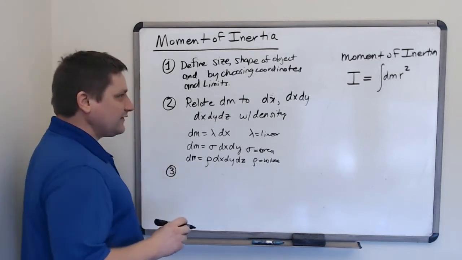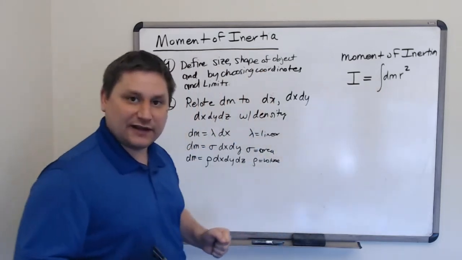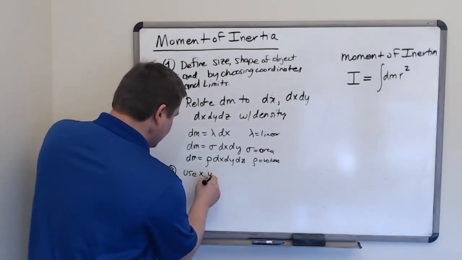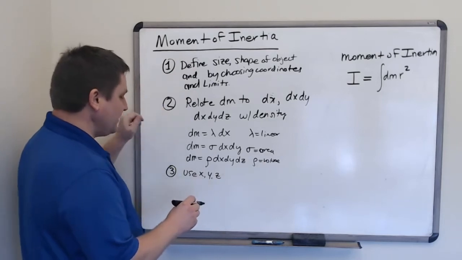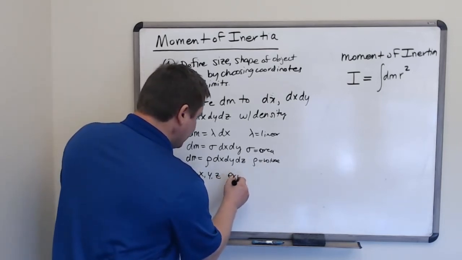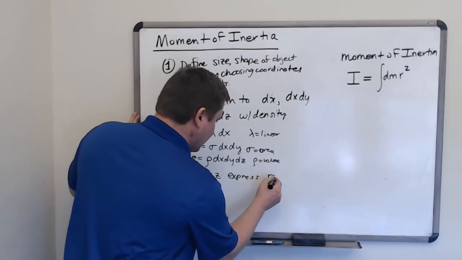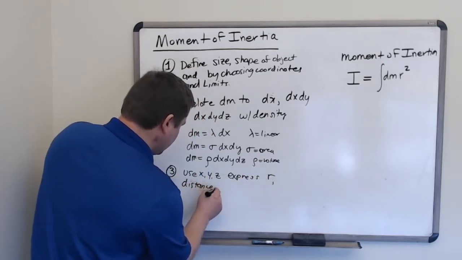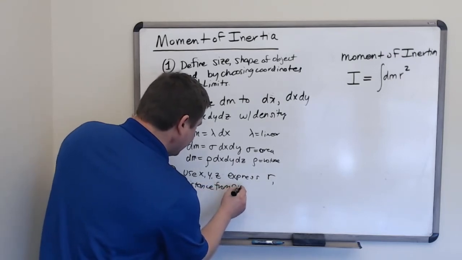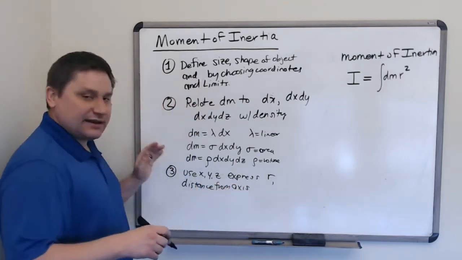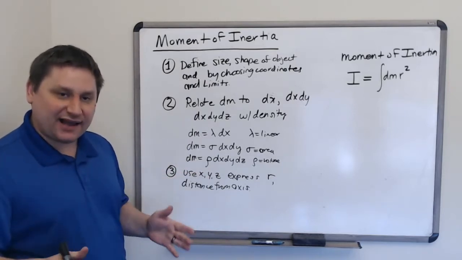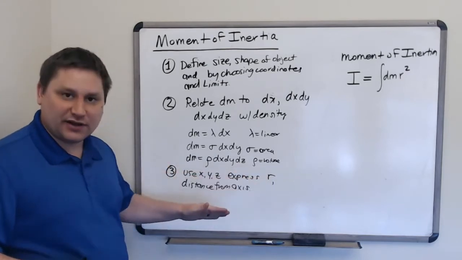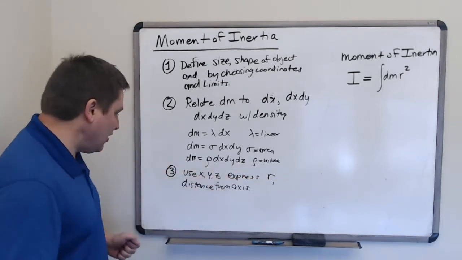Our third step was then to take care of the r squared in the integral, right? Use our coordinates that we defined in step 1 to express r, which is the distance from the axis. And in this step, it becomes clear that the location of the axis makes a difference. If our coordinates are far from the axis, r will be large, and if they're close to the axis, r will be small.